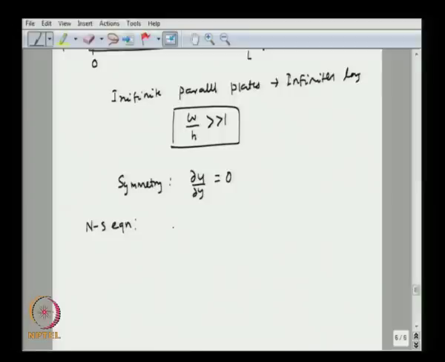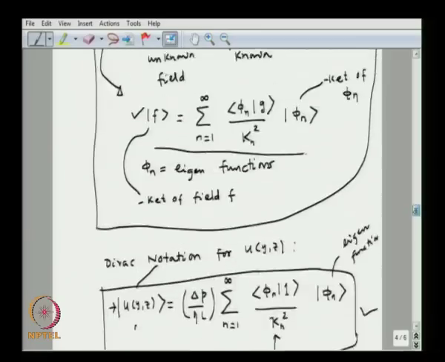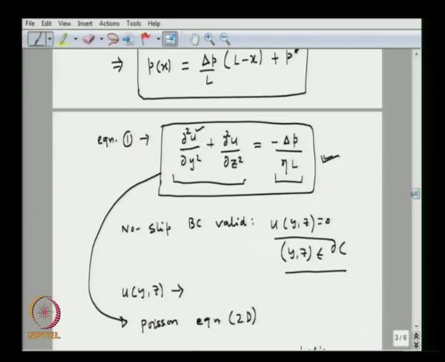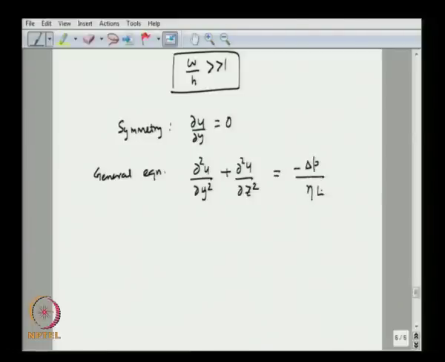So, let us write down the governing equations, what we have found from our analysis here for a general cross section, that is valid for every cross section. Just use this general equation here. So, if you use that general equation, we have del square u over del y square plus del square u over del z square will be equal to minus delta p over eta L. Okay. So, that is the general equation, right.